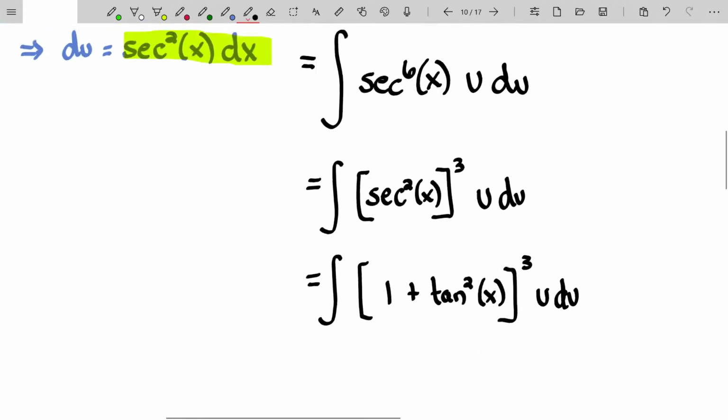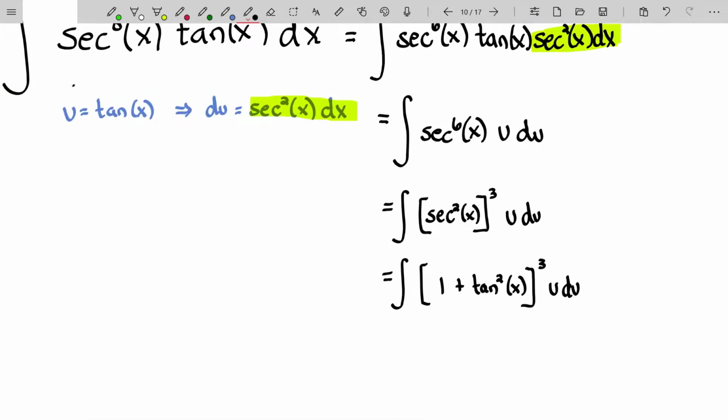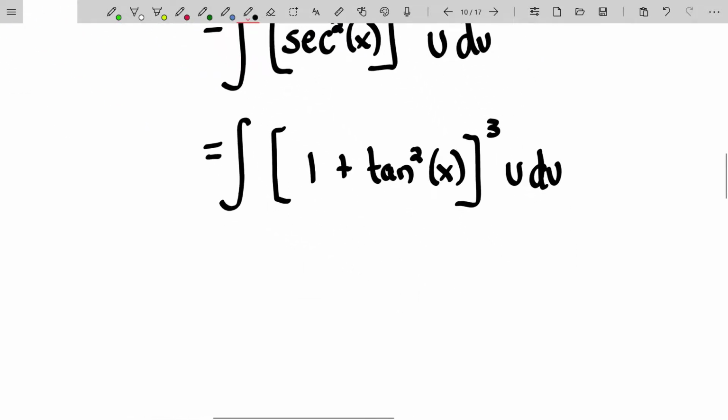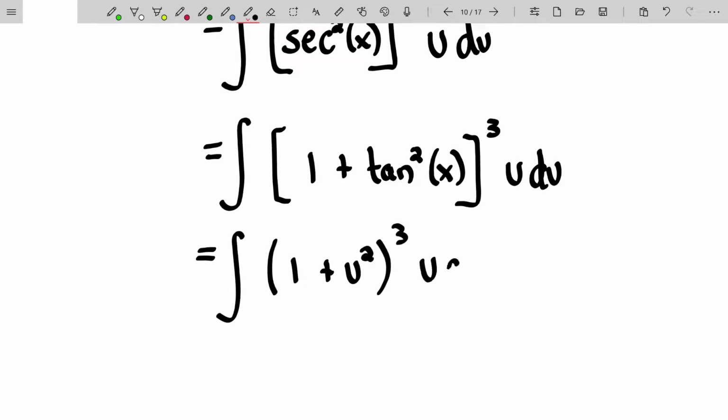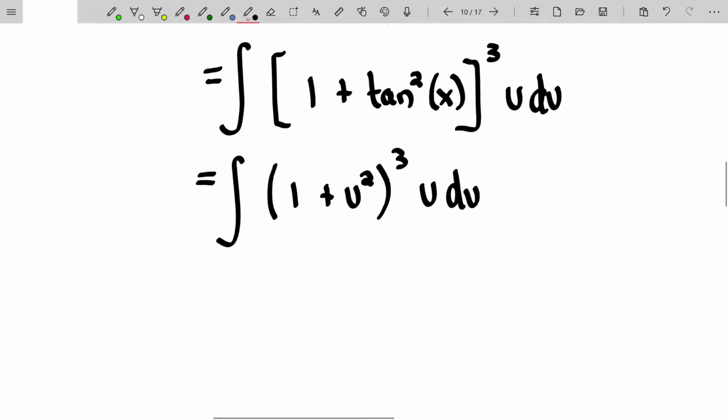But once you get to this, you realize, wait, u is equal to the tangent of x. So that tangent squared is actually just u squared. So this is the integral of (1 plus u squared) cubed times u du. And this requires a lot of multiplying out because that's a polynomial. So you'd multiply all that stuff out to get a bigger polynomial. You could technically do a u substitution here as well, but I'm going to go ahead and showcase it as multiplying out.